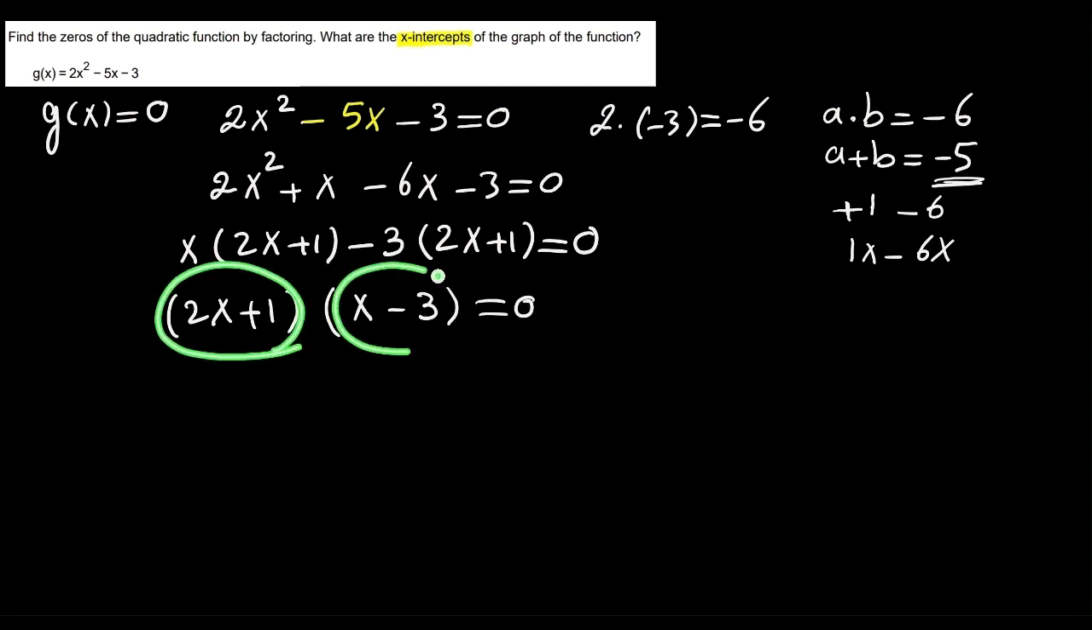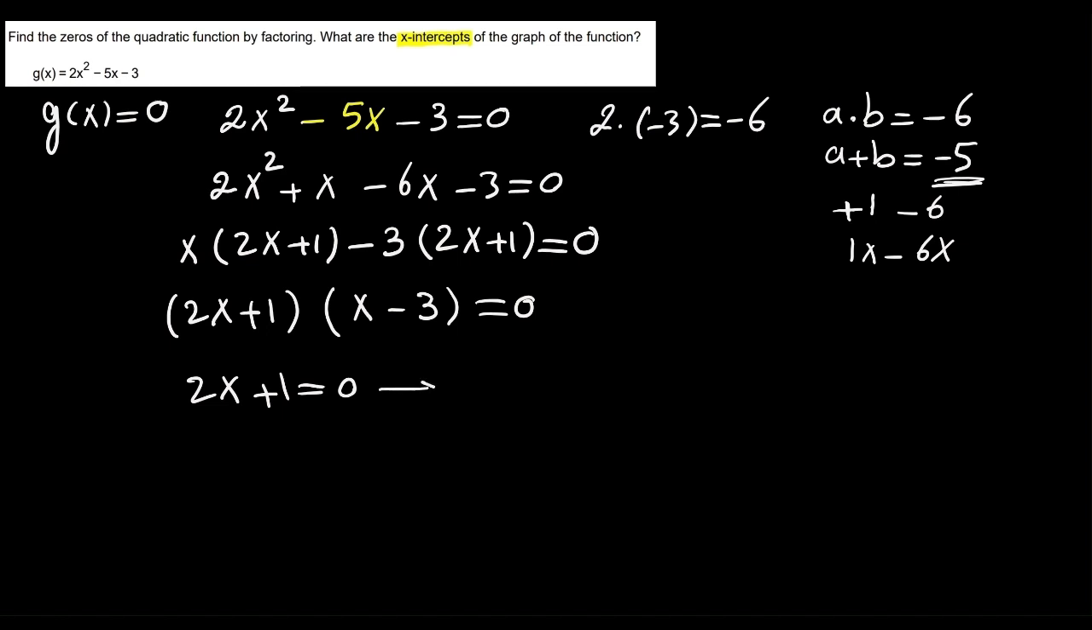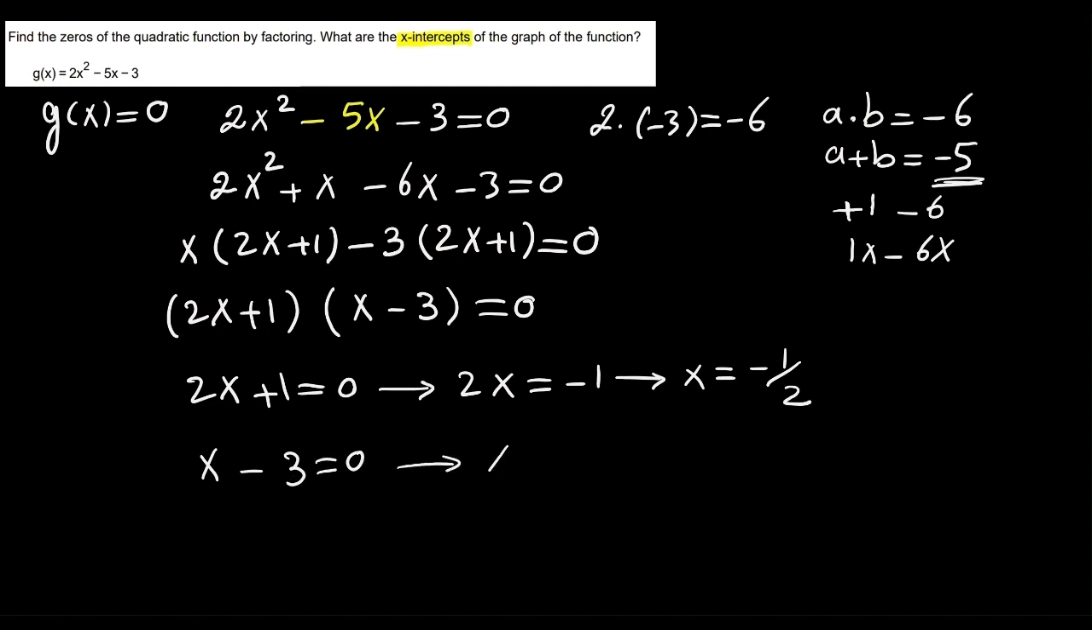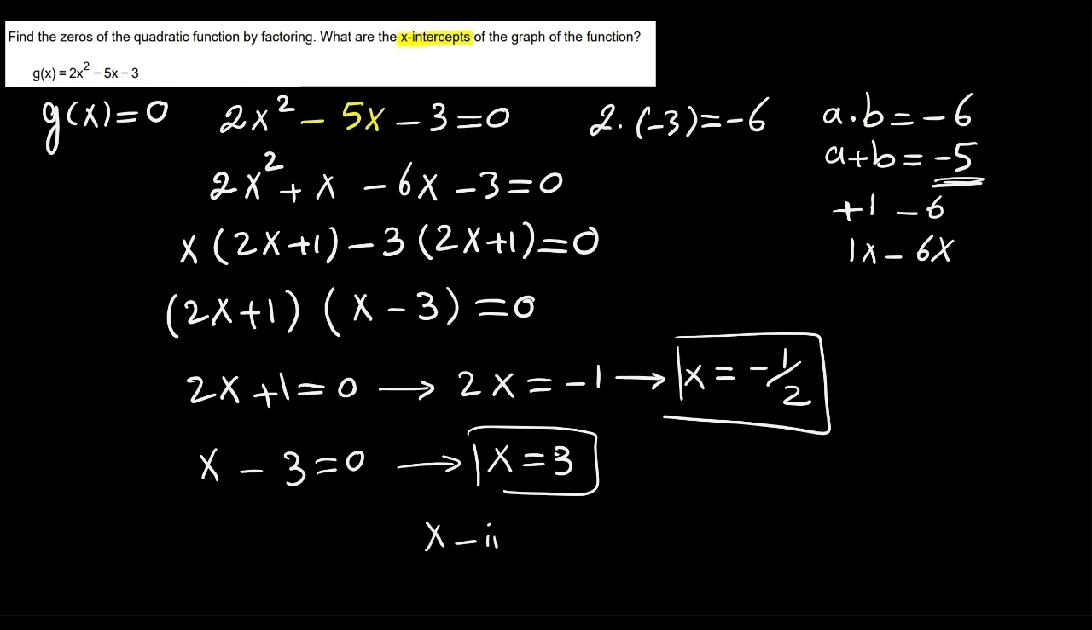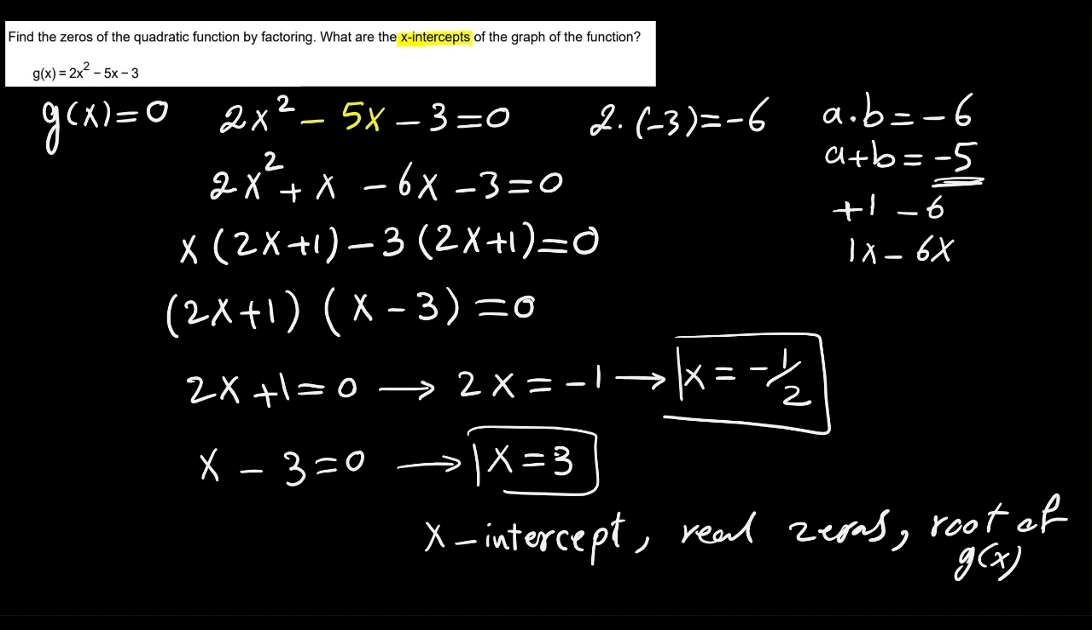The multiplication of two factors is 0, so the first one is 0 or the second one is 0. If the first one is 0, then 2x is negative 1 and x is negative 1/2. If x minus 3 is 0, then x is 3. Now, x equals negative 1/2 and x equals 3 are the x-intercepts for this function. We call them x-intercepts, real zeros, roots of a function, and all these have the same meaning.